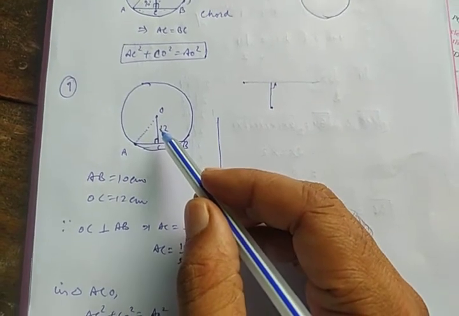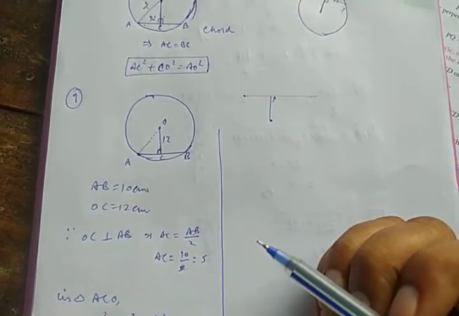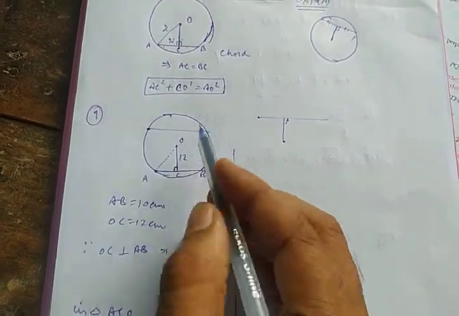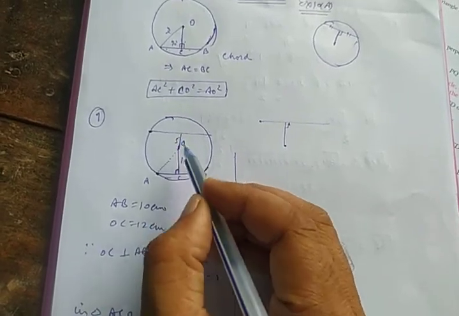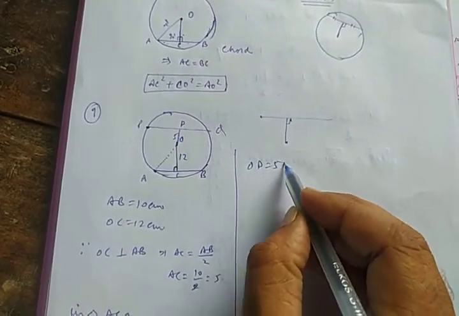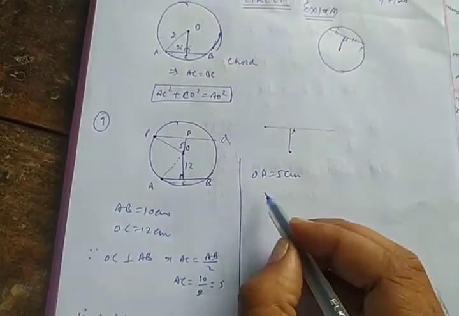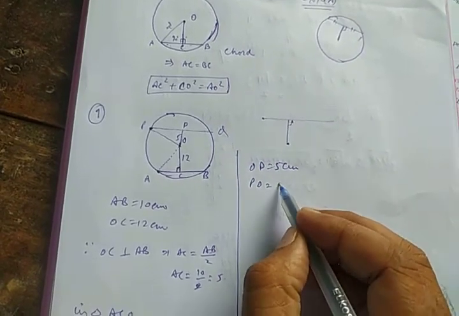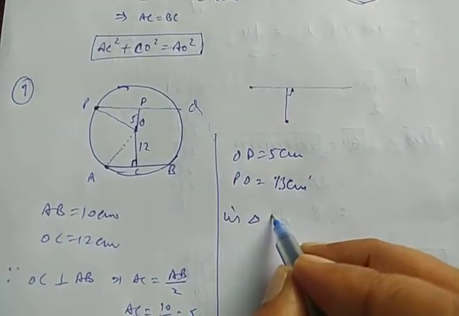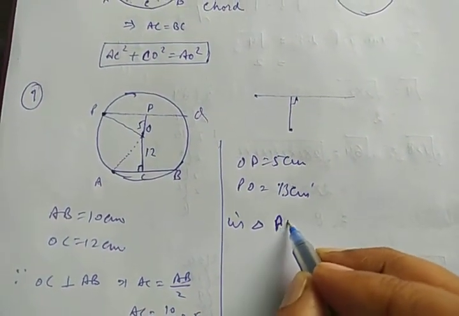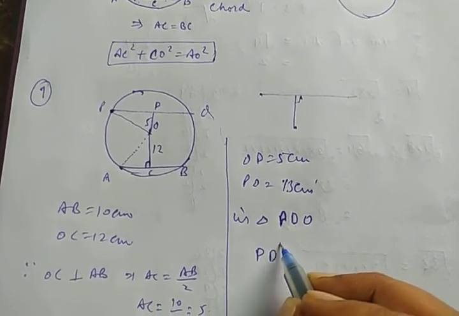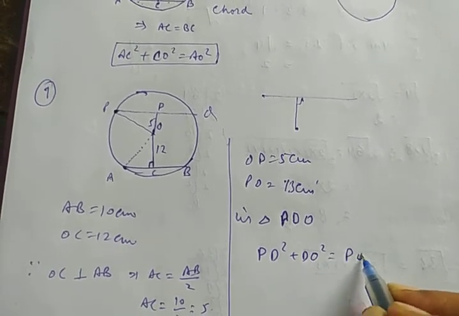Now further question is saying find the length of chord at a distance 5 centimeter from the center. Now you have another chord being drawn. This is at a distance of 5 centimeter. Now you can take it OD and PQ. Now OD has been given 5 centimeter and the radius remains the same. PO is equal to the same radius 13 centimeter. Again in triangle PDO, this will be PD square plus DO square is equal to PO square.